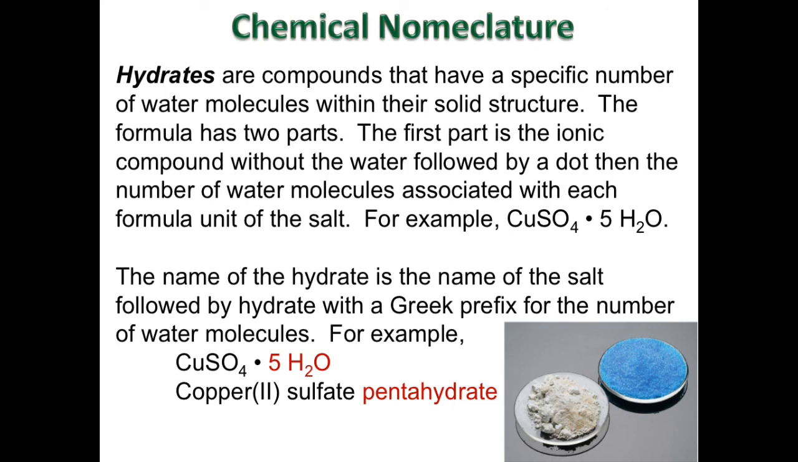For example, CuSO4·5H2O is copper(II) sulfate pentahydrate. The anhydrous compound would just simply be copper(II) sulfate. And down here is a picture of the 2 different ones. This is the pentahydrate, the blue substance, and the white substance here is the anhydrous form.